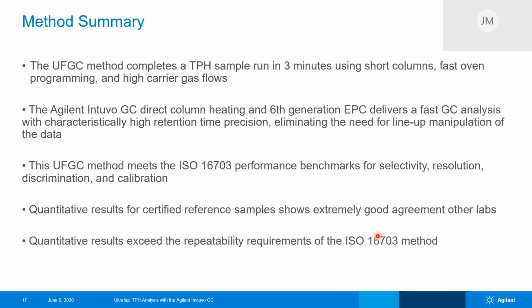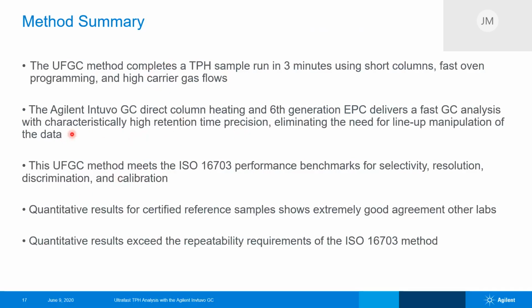So in summary, we're able to develop an ultrafast GC method that completes a total petroleum hydrocarbon sample run in 3 minutes as opposed to 30 or 35 minutes. And we do that by using shorter columns and take advantage of the Intuvo fast oven programming with the 6th generation EPC to deliver precise hydrogen carrier constant flow rates. The Intuvo GC has its direct column heating and the 6th generation EPC, so that's what makes this possible.